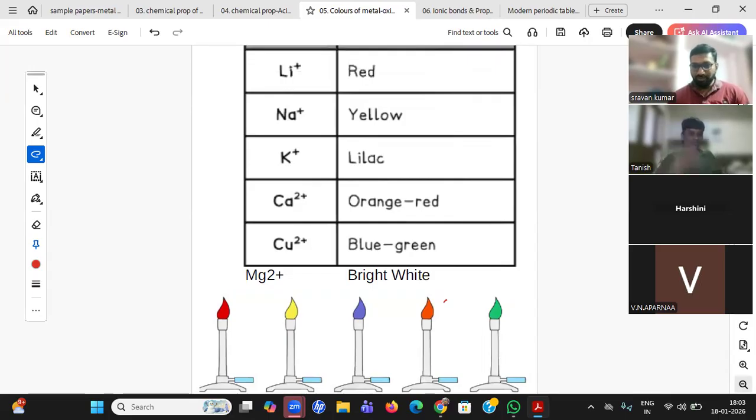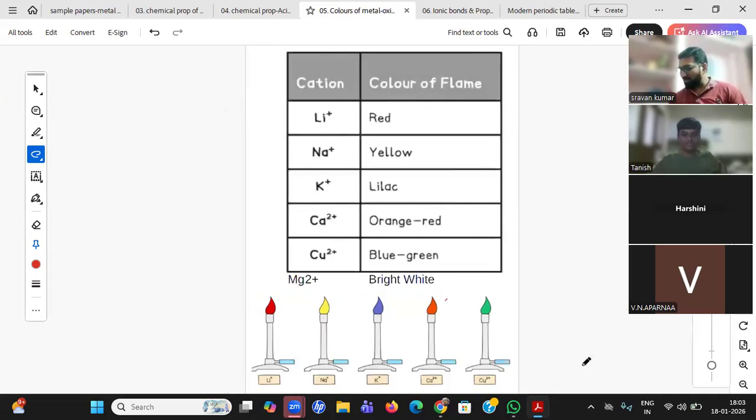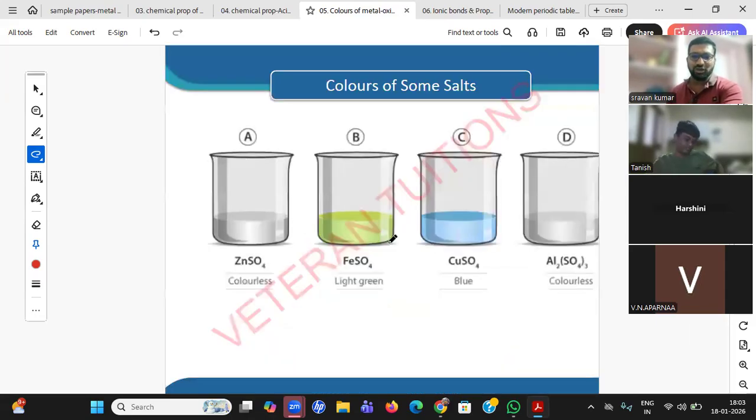Okay. If you remember, the one thing you should remember is the third slide which I am showing now. This one, students, is a 100% question. Salt colors: zinc sulfide is colorless, iron sulfide is light green, copper sulfate is blue.